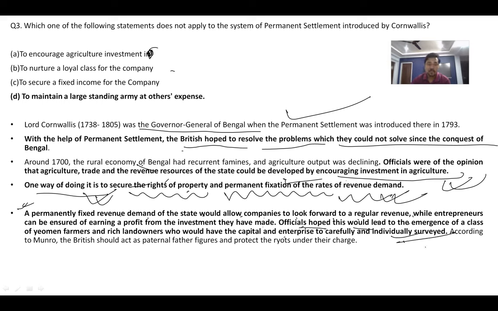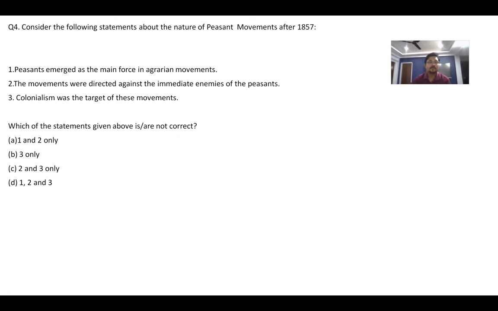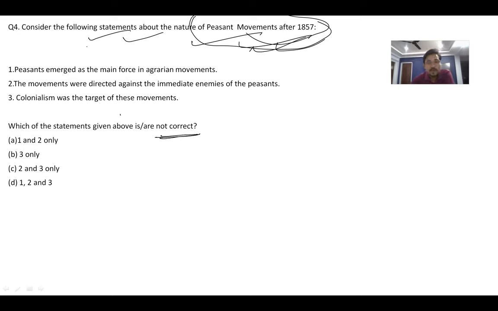So according to Lord Mayo, the British should act as paternal father figures and protect the rights of those under their charge. So these are the facts. Next, consider the following statements about peasant movements after 1857. So after 1857, what was the nature of peasant movement?